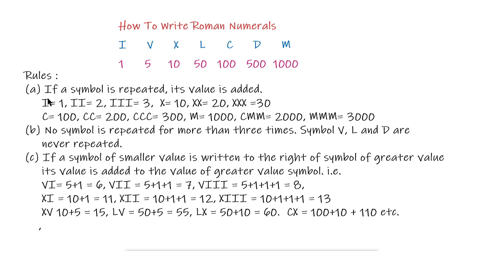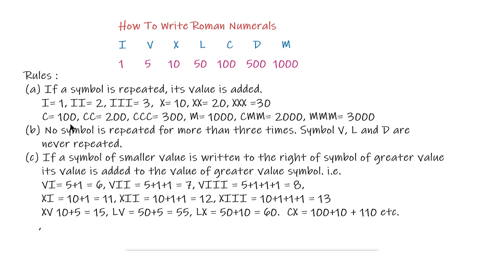Rule A, if a symbol is repeated, its value is added. And examples are, if I is written for 1 time, its value is 1. When I is written for 2 times, that is II, then its value equal to 2. And when I is repeated for 3 times, that is III, then this is equal to 3. X equal to 10, XX equal to 20. And XXX, that is X is repeated for 3 times, then its value is 30.